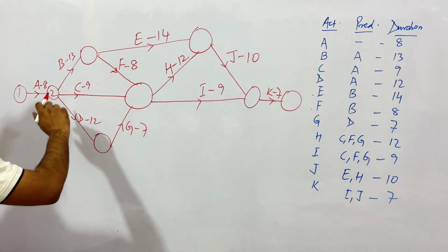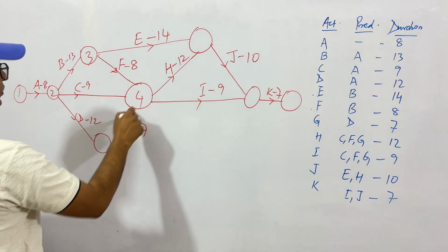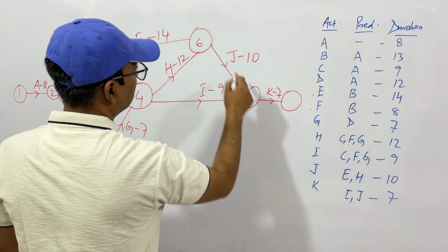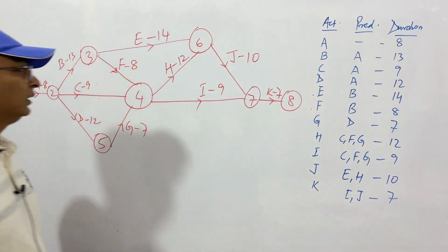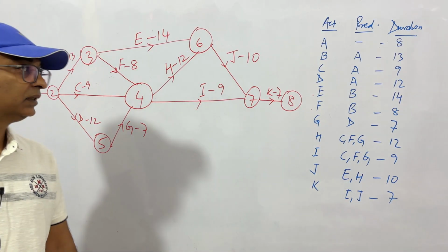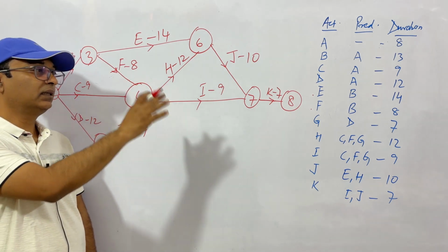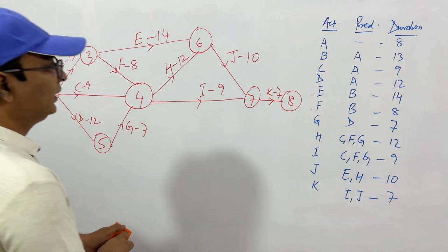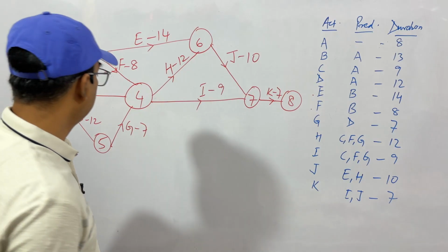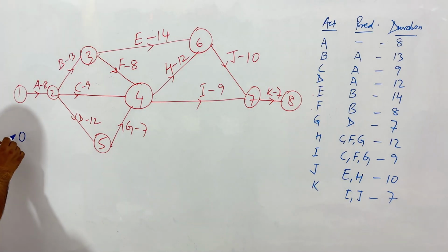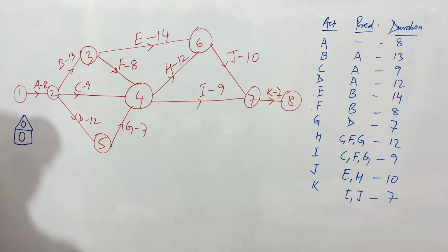So let's number the nodes: 1, 2, 3, 4, 5, 6, 7, 8. Okay, now our network is ready. Clear? Now let's calculate the values for forward pass and backward pass. Obviously this will be 0, and the backward pass also will be 0.